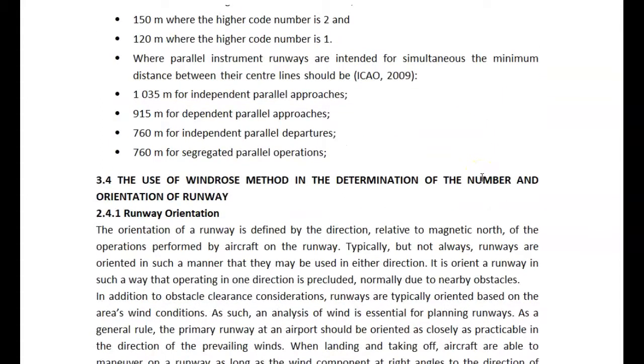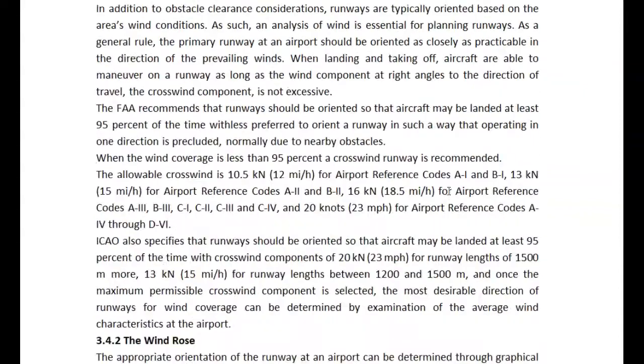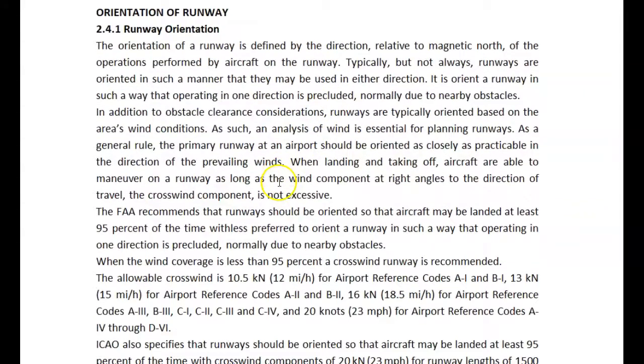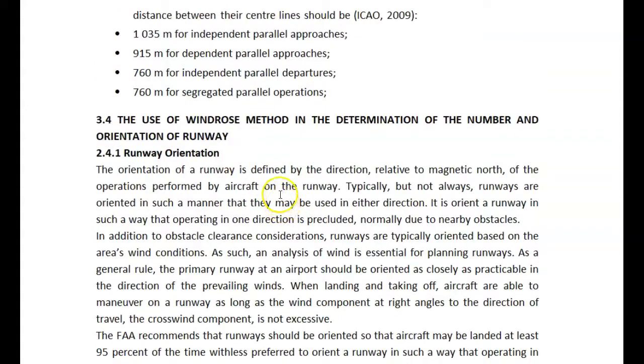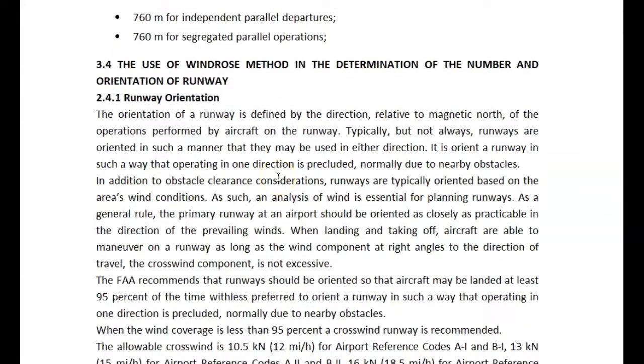So the next thing we want to look at is the use of the windrose method in the determination of the number and orientation of runways. The first thing we look at is the runway orientation. The orientation of a runway is defined by the direction, relative to magnetic north, of the operation performed by the aircraft on the runway.